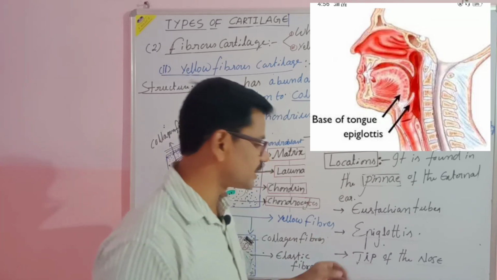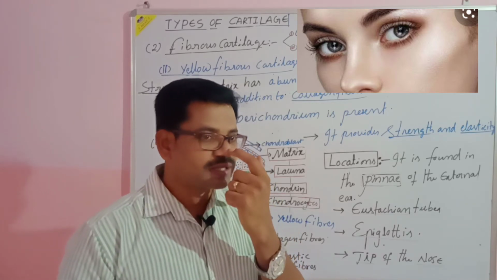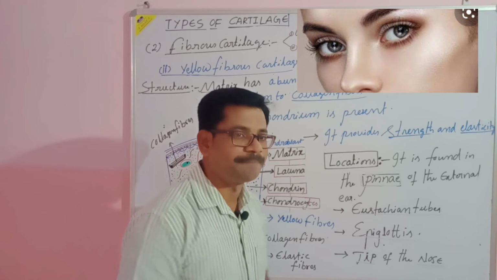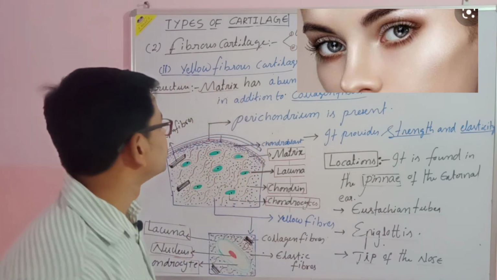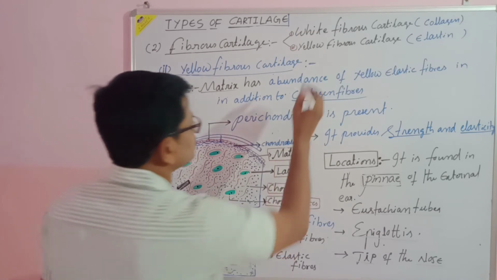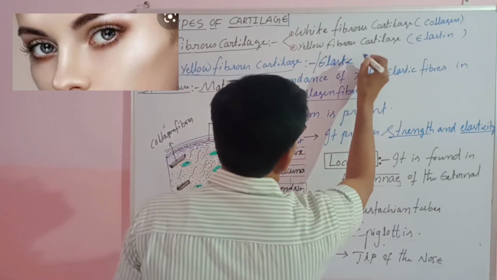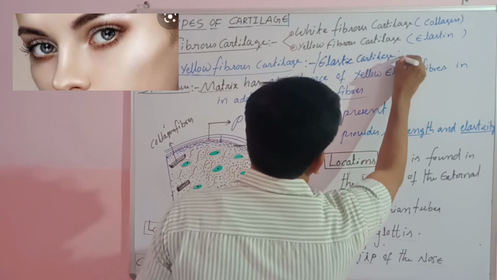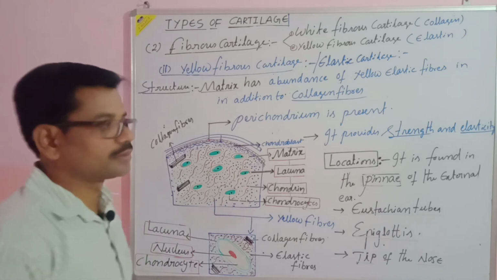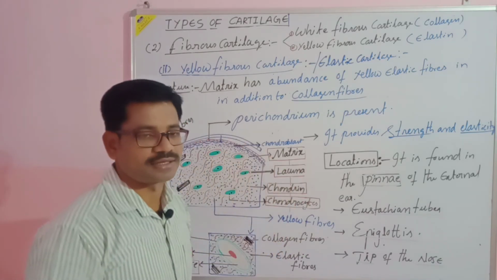Then the last one is the tip of the nose. The tip of the nose is also made up of elastic or yellow fibrous cartilage, right? Yellow fibrous cartilage is also known as elastic cartilage, right? Why is it called elastic cartilage? Because it is made up of elastin protein. That's why it is also known as elastic cartilage, right?